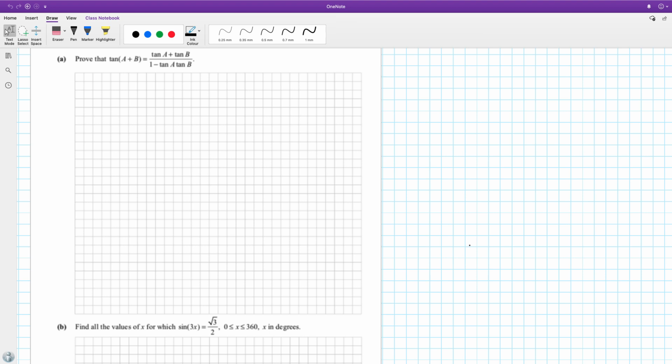Does anyone know what might be the most important thing here to give this away? Just looking at it now. What's going to help us get the right answer here? What's the most important thing there? What's going to help us figure out what to do here? Just looking at it.